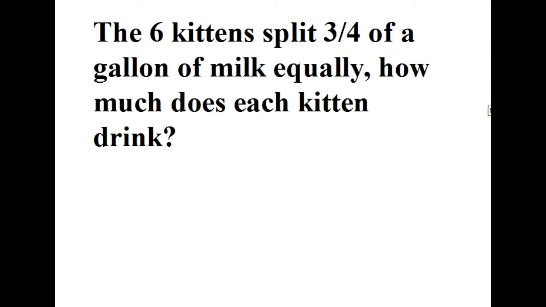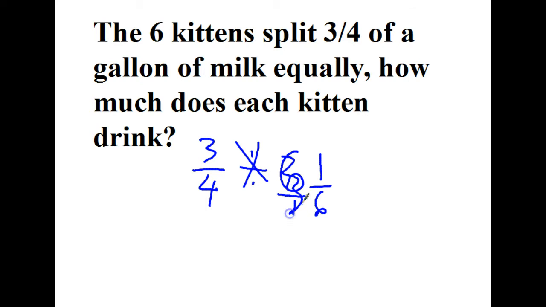Last one. 6 kittens split 3/4 of a gallon of milk equally. How much does each kitten get? Again, what are we starting with? The milk. We're splitting it. How many kittens are splitting it? 6. So 3/4 divided by 6. Keep my first fraction. Change the sign. Flip the second fraction. And now I'm multiplying my fractions.